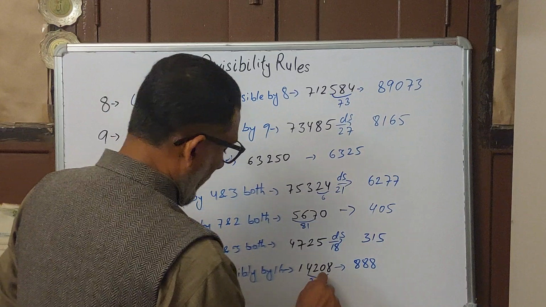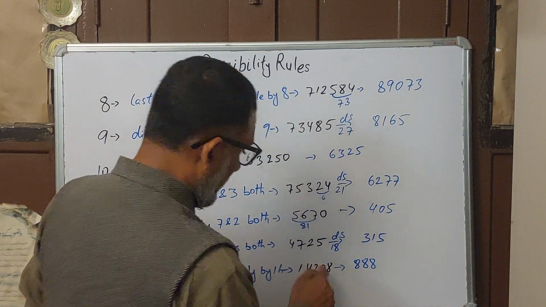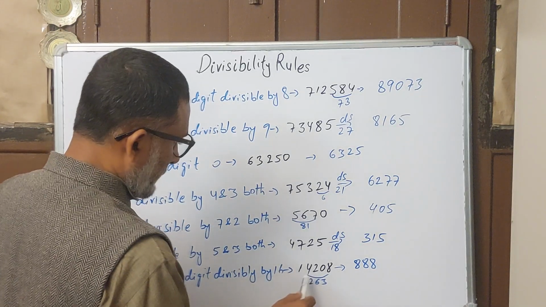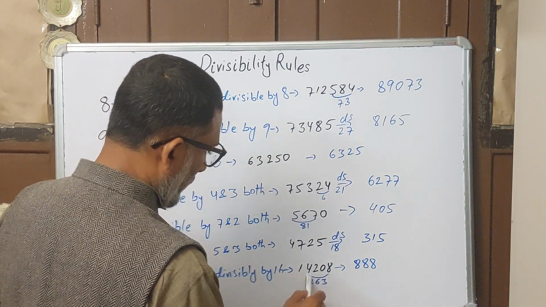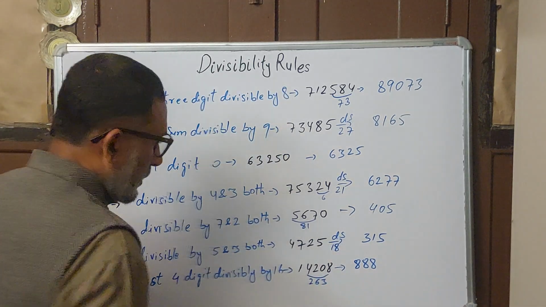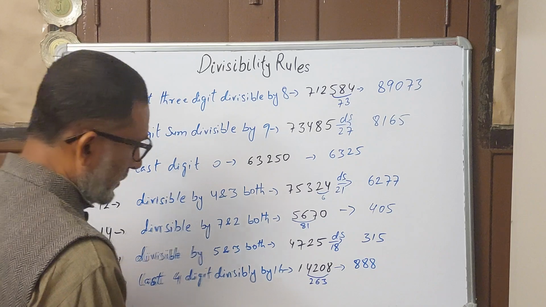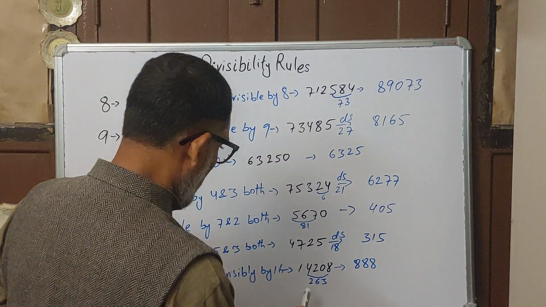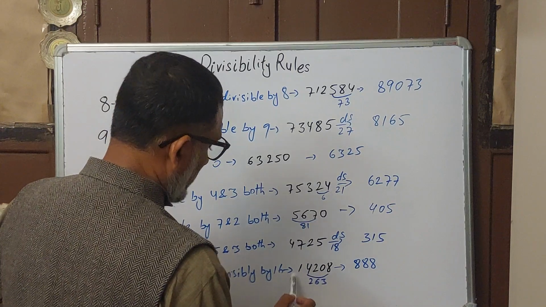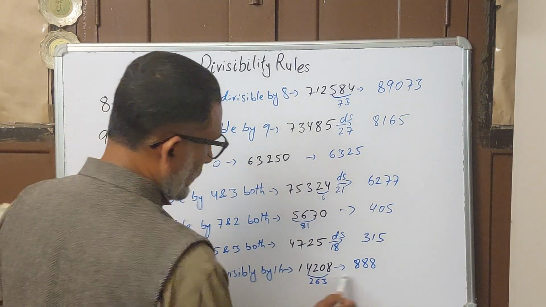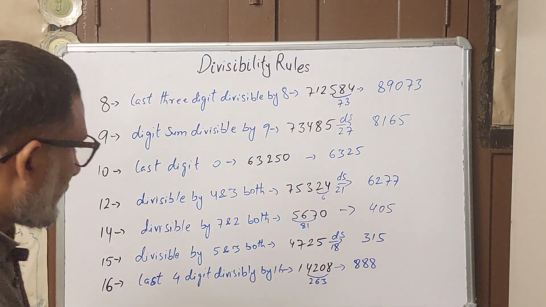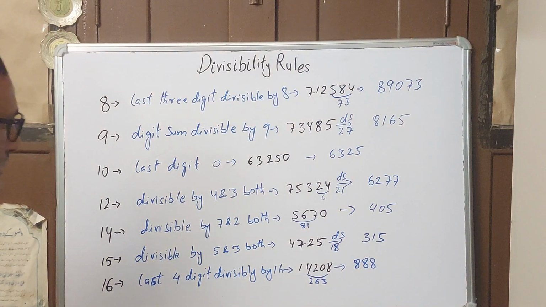So when the 2 digits are divisible by 4, then we go further to check whether the 4 digits are divisible by 16 or not. So here we check 1428, divisible by 16 by how much? Yes, 263. You will get 263 here, and if we total it, when you divide 1428 by 16, you will get 888. So I hope you understand this clearly.